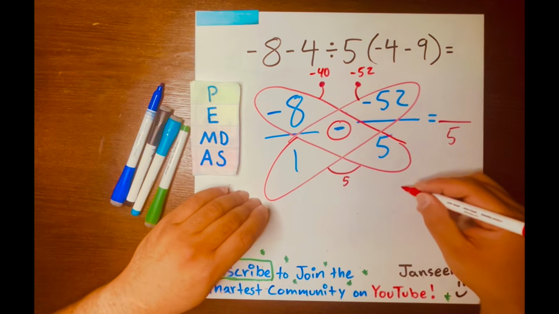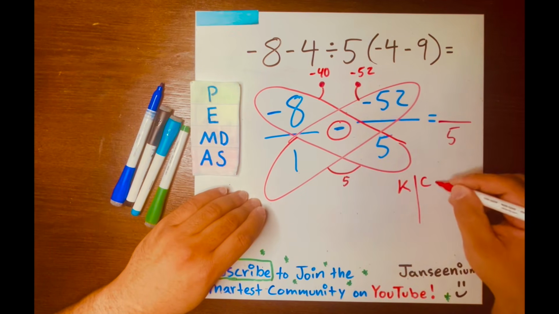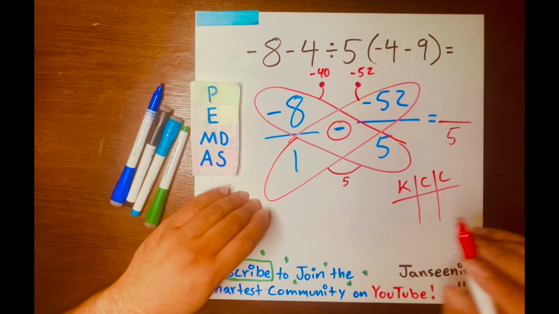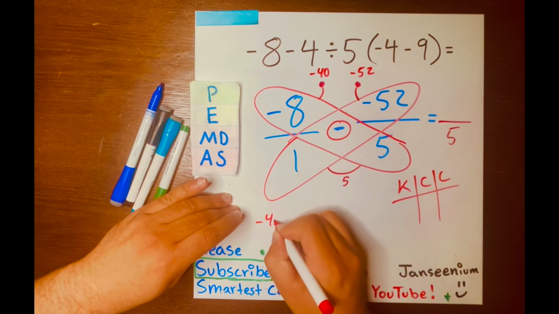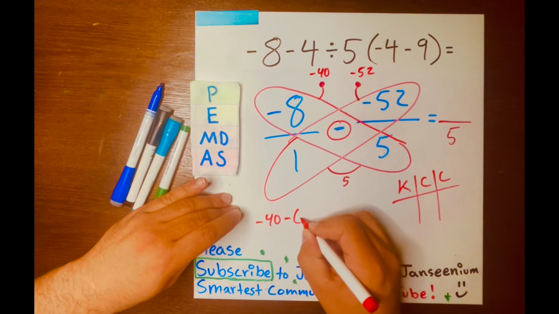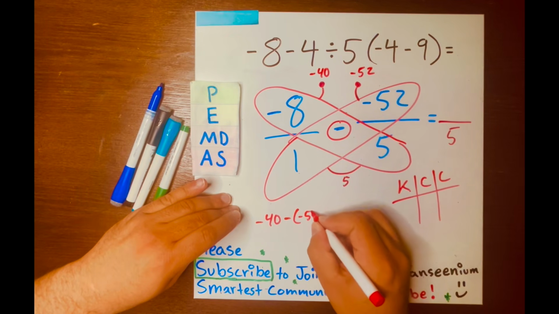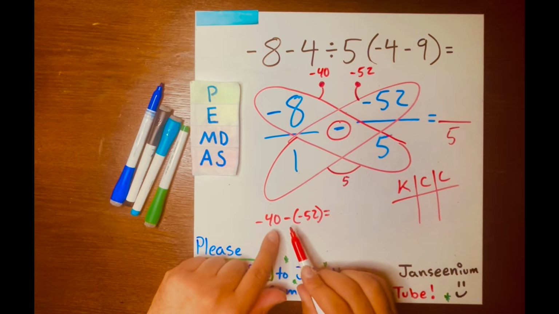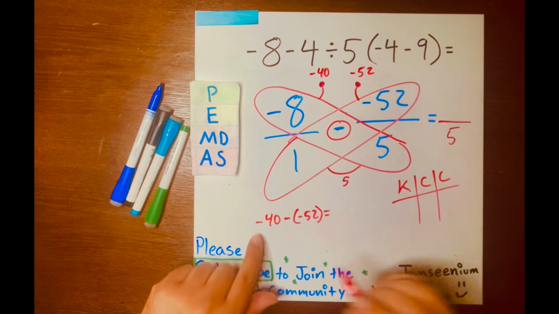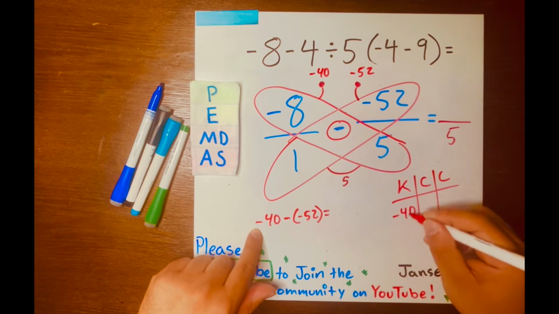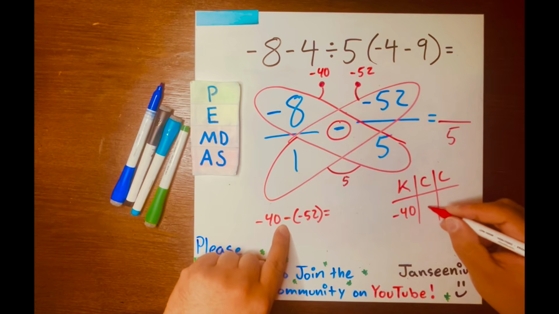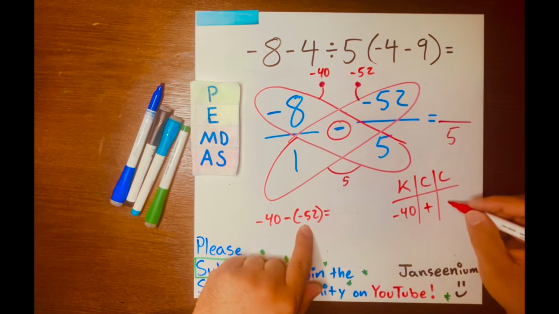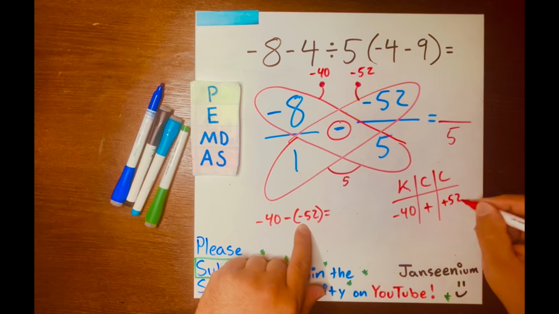And I like to keep things organized. So here's the keep, change table. So negative 40 minus, in parentheses, negative 52 equals. I will turn subtraction to addition. So we keep the first number, negative 40, change subtraction to addition, and lastly, change the sign from negative to positive. So it's not going to be negative 52, it's going to be positive 52.